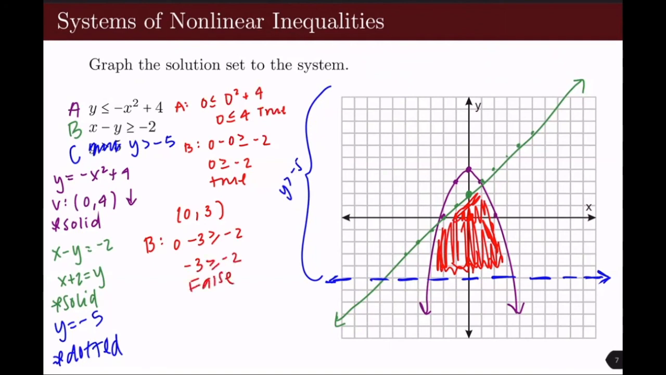So I can't have anything above the green line or outside my purple parabola or below my blue dotted line because I have to be strictly bigger than −5. So to meet all three of these inequalities, I'm in this red shaded section right here in the middle. And that's it.